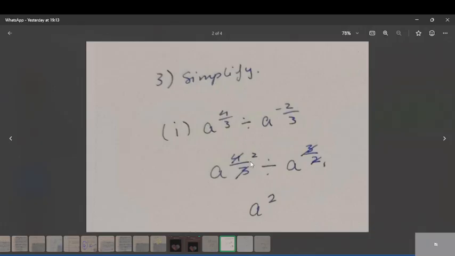Whenever division is given, you have to subtract. What rule is this? You have cancelled the 2 ones, the 2 twos, and 3 and 3 got cancelled.